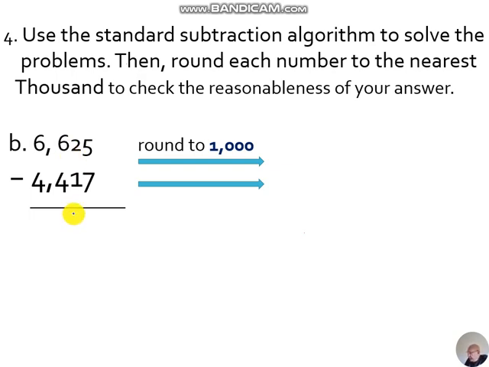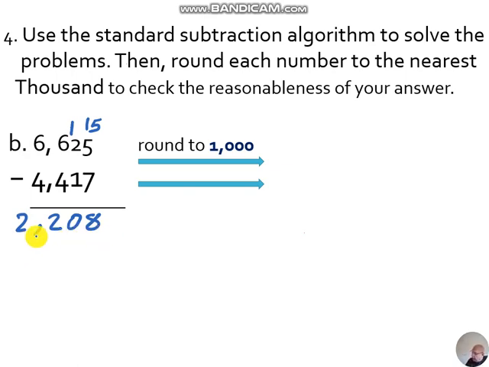We subtract here. 5 minus 7, you can't. You borrow 1 from the 2. The 2 became 1 and the 5 became 15. And 15 minus 7 you get 8. 1 minus 1 you get 0. 6 minus 4 you get 2. 6 minus 4 you get 2. 2,208. This is the exact difference.